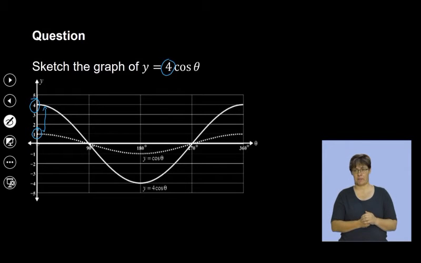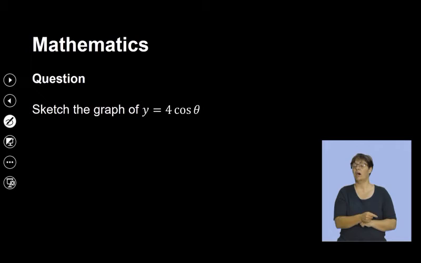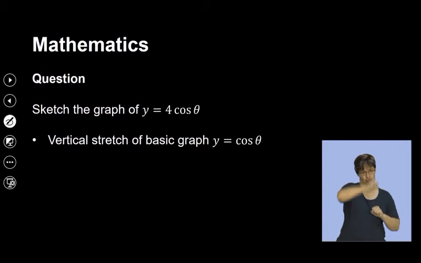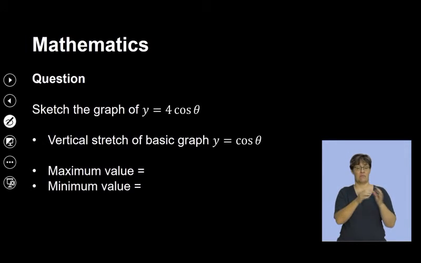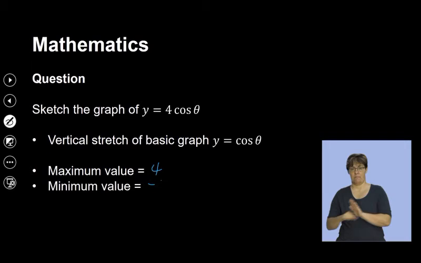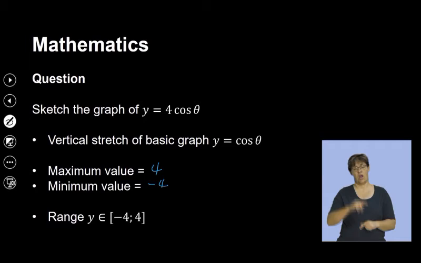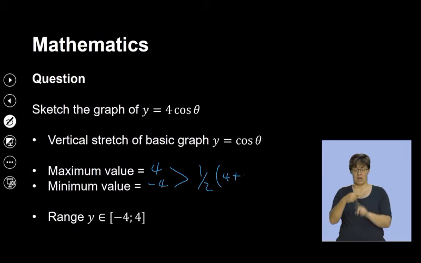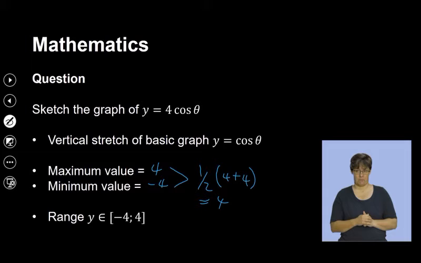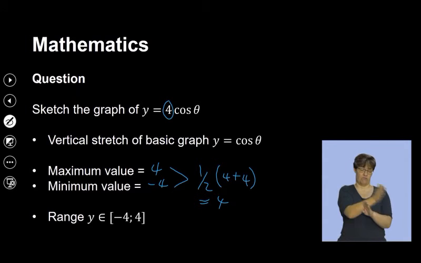parent function, right? If we analyze this, you know that this is a vertical stretch of the basic graph of cos of theta, and the maximum value I just said will be at 4, the minimum value will be at -4. And then my range will be between -4 and 4. And if I want to find the amplitude again, remember 1/2 into 4 plus 4. 4 plus 4 is 8. Half of that will definitely be 4. But you can just look at the number in front there.